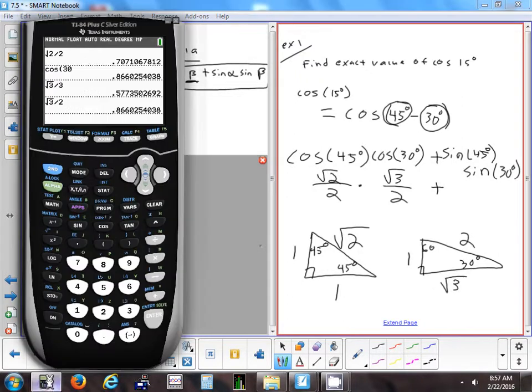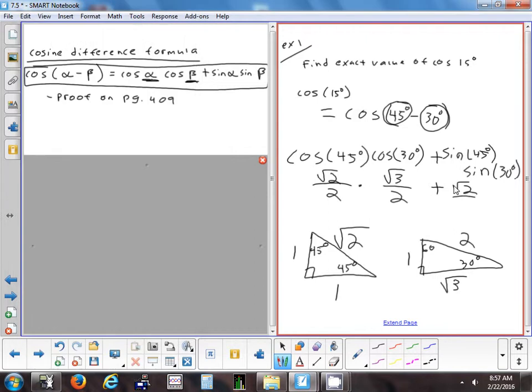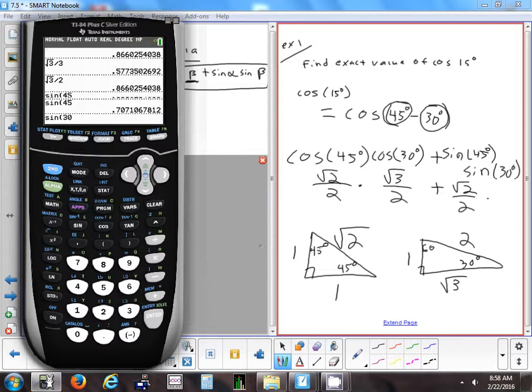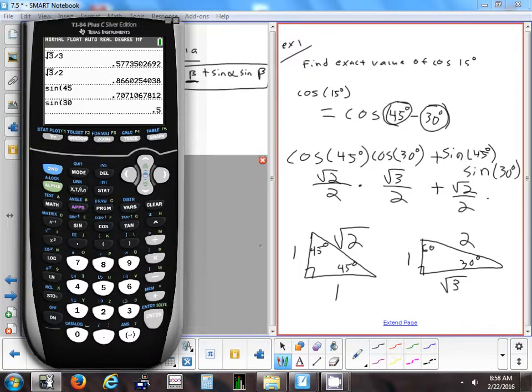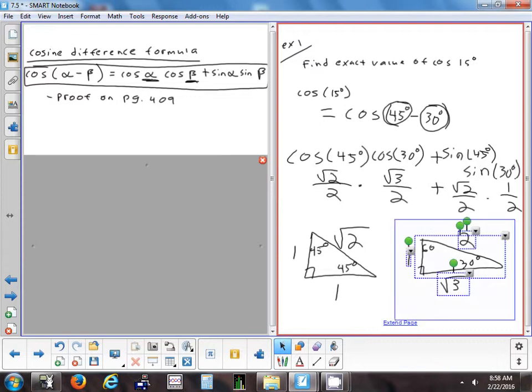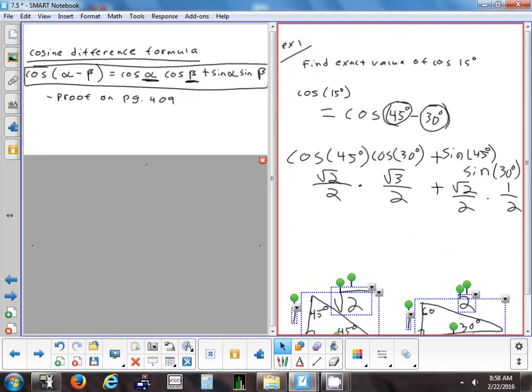Okay, sine of 45, let's check that. So what is that one? That's the square root of 2 over 2 times the sine of 30. And that one comes out nice, 1/2. You could probably see where the 1/2 would come from if you did sine. Sine is opposite over hypotenuse, 1 over 2. Any questions on going through that?